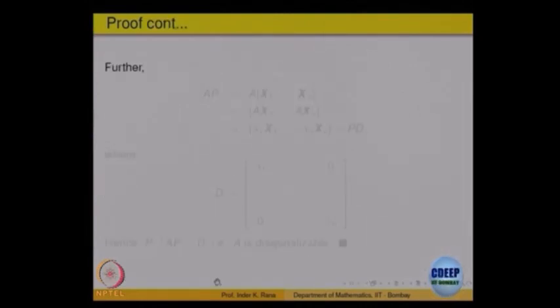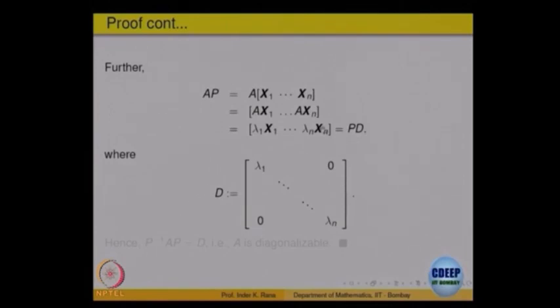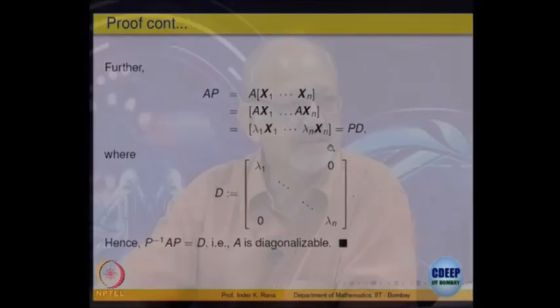Now we can compute AP. Writing the column vectors of P as x1 to xn, AP is the same as Ax1 to Axn, and using the property that Axi is lambda i xi, this is precisely P times D. If we write D as the diagonal matrix lambda 1 to lambda n, then AP is equal to P times D. P is invertible, so that can be written as P inverse AP equals D. There is nothing in the proof except writing the matrix multiplication A times P as A times the column vectors and expressing it appropriately.